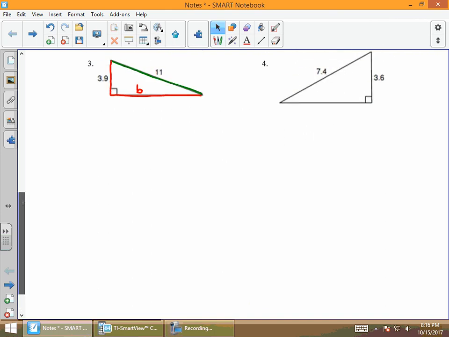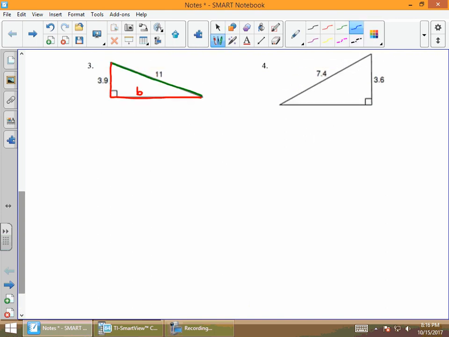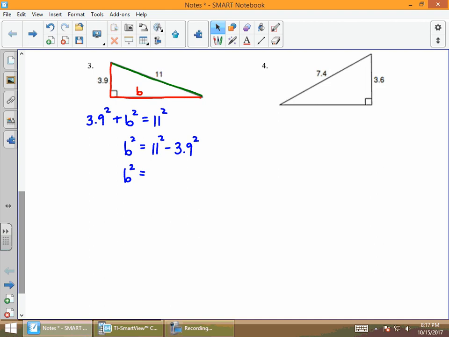All right. Back here. So a squared plus b squared equals c squared. So 3.9 squared plus b squared equals 11 squared. So if I want to solve for b squared, I have to minus 3.9 squared. So b squared is 11 squared minus 3.9 squared. Well, what is that? I'm going to have to go to my calculator.